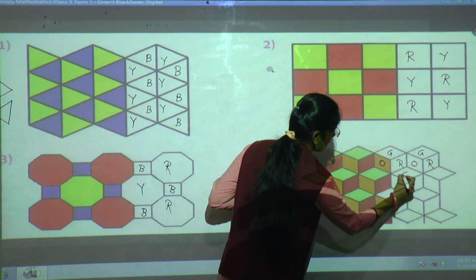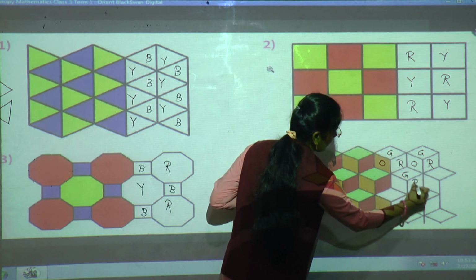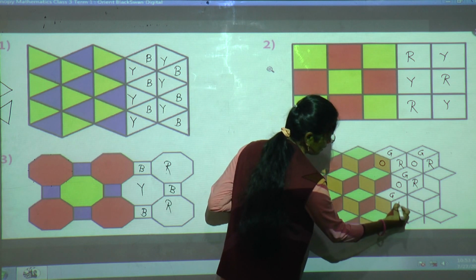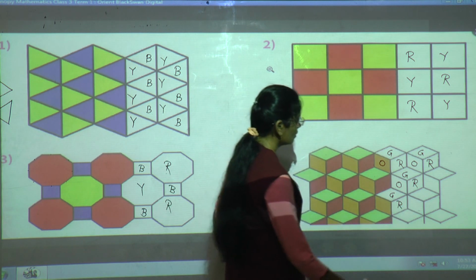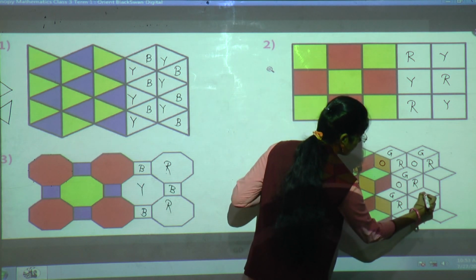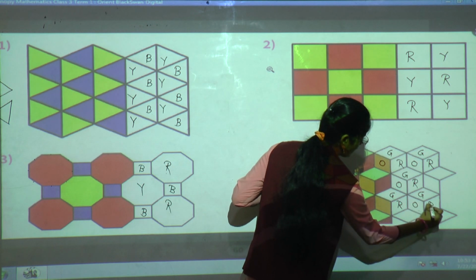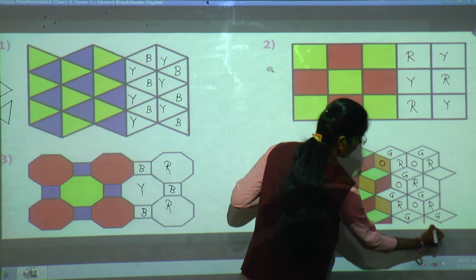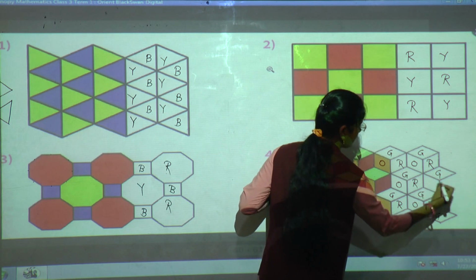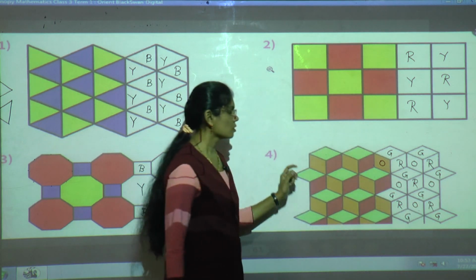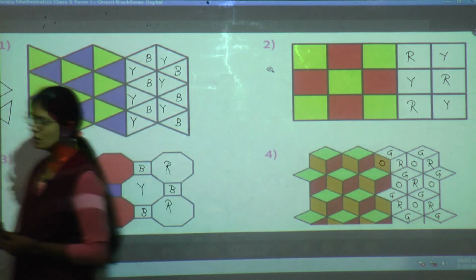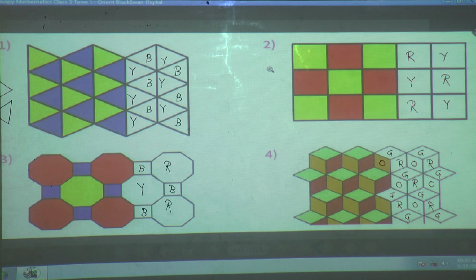See here again I will tell you: green, red, orange. Then green, already orange is there, here we should give red. Then green, orange, red, green, orange, red. Here green, orange, red. Here green will come and here orange will come. So in this way fourth also you have to complete. Now one more question is there in that exercise.